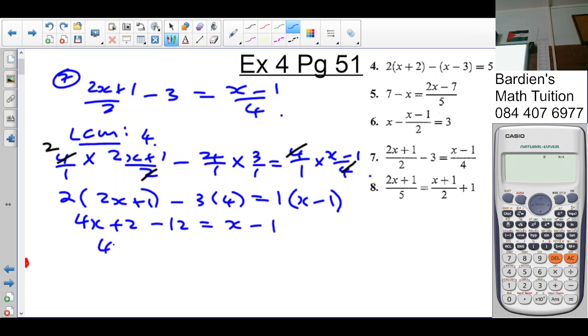4x minus x equals negative 1 minus 2 minus 12. Take a negative 12 over the equal sign. Yes, I put the negative 12. Yeah, it's supposed to have been positive. So it's going to give you 9, correct? Yes, sir. And 3x. So x equals what? Is that the answer I gave you earlier? Yes.